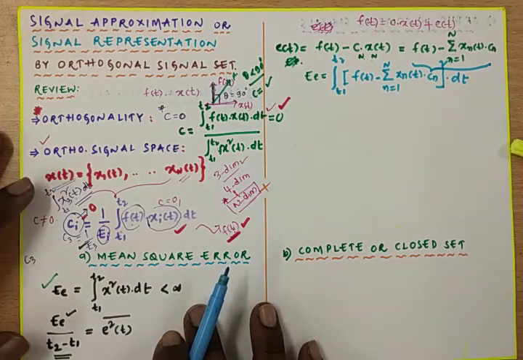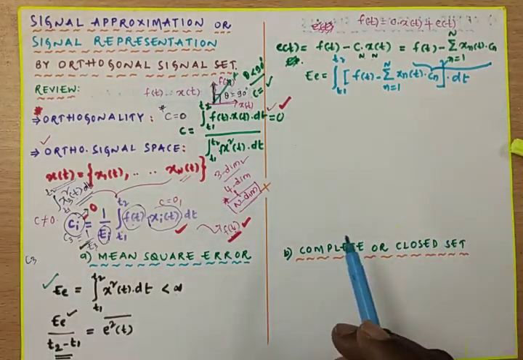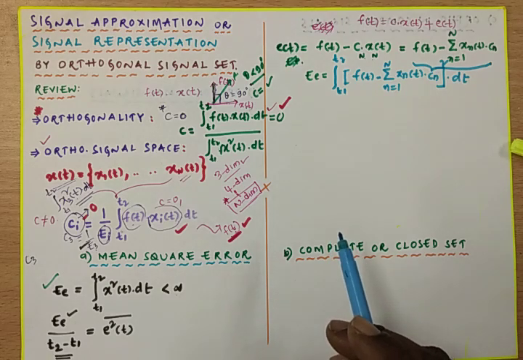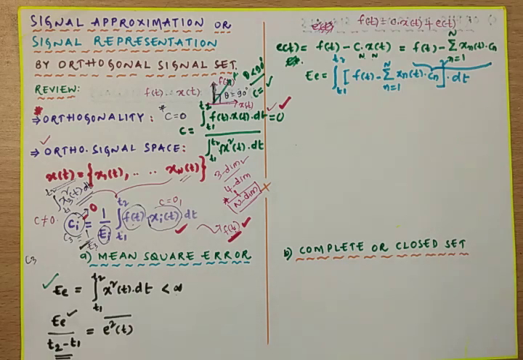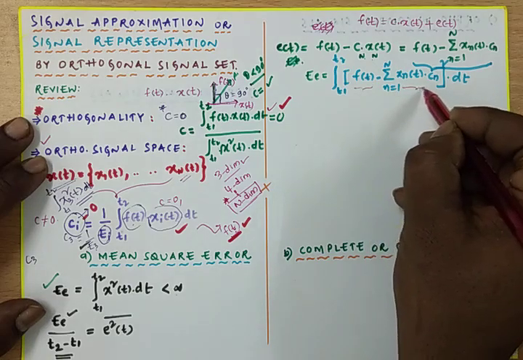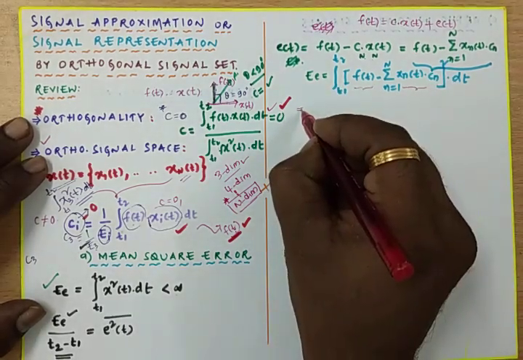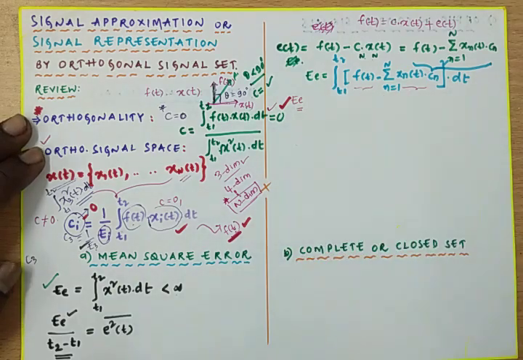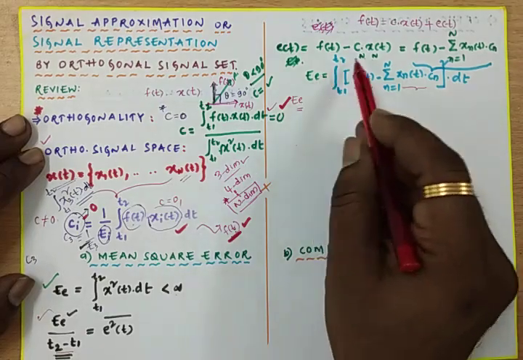Now it seems to be a minus b whole square, and a minus b whole square is equals to a square minus 2ab plus b square. In that way we can expand this expression by making use of a minus b whole square, so that this is a and this is b. First one is EE, the energy of a signal. After knowing the energy of a signal, we go with the mean square error by dividing EE by T2 minus T1. I am calculating EE only. EE is this formula.